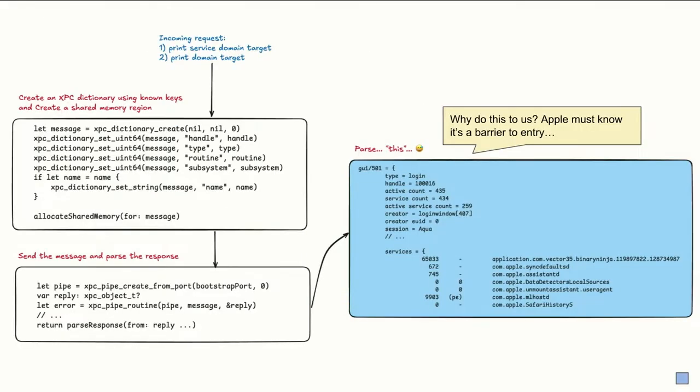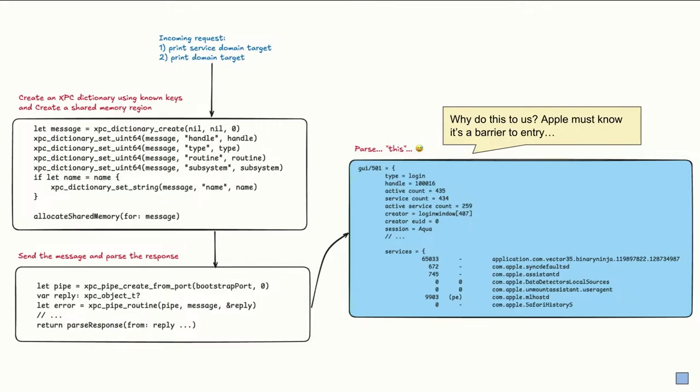So to visualize what Csaba just said there, there are two main operations that we want to get access to. We want to be able to print a service target and print a domain target. And we'll fill in an XPC dictionary to do that. And like a previous talk mentioned as well, we're going to use that undocumented XPC pipe routine over the bootstrap port, using mach_task_self, or the first port returned from mach_ports_lookup. And we're going to want to parse this blue blob.